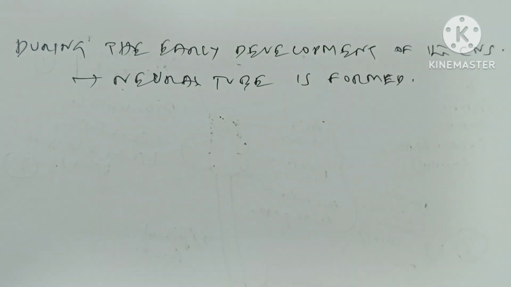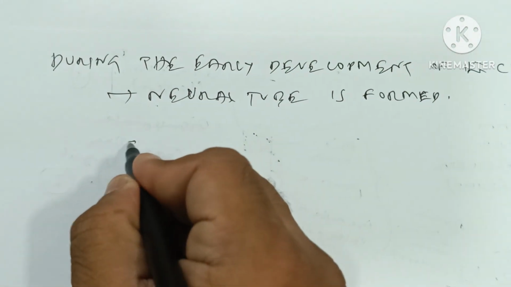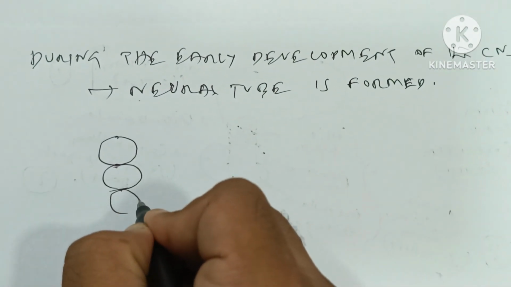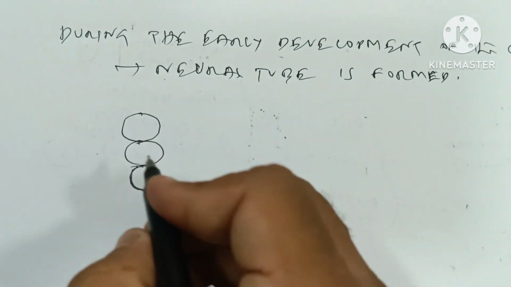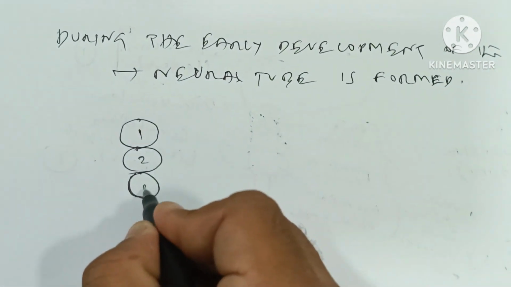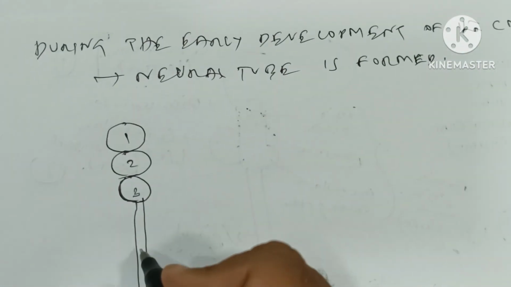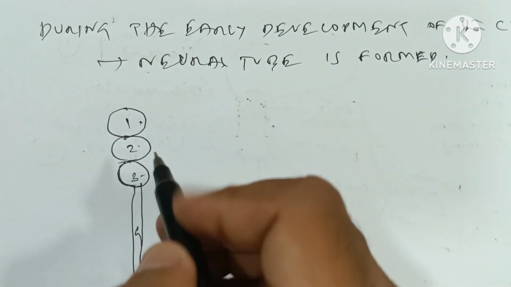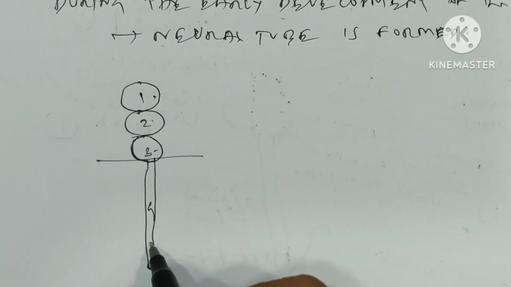Now, how is that neural tube? The neural tube has 4 subdivisions: 1, 2, 3, and this one is 4. Out of that, the first 3 subdivisions form the brain, and the 4th subdivision is the spinal cord.